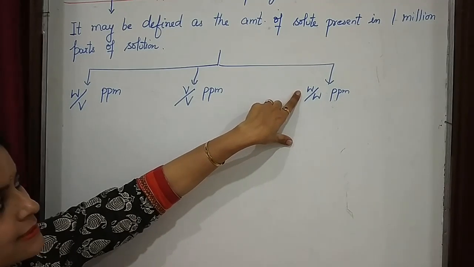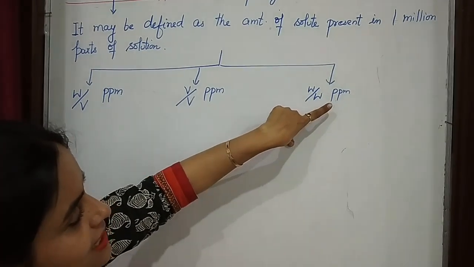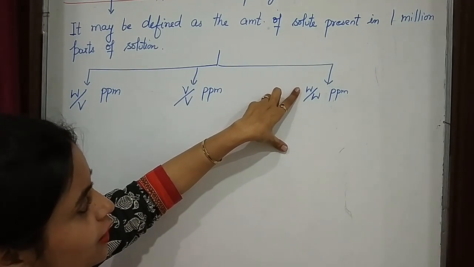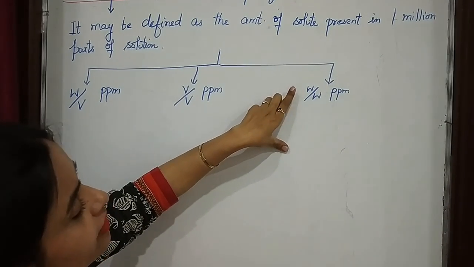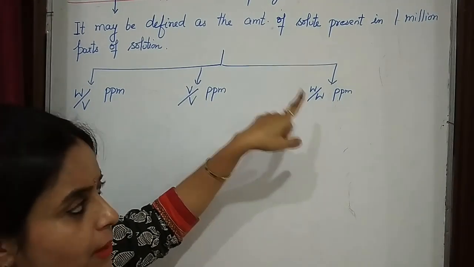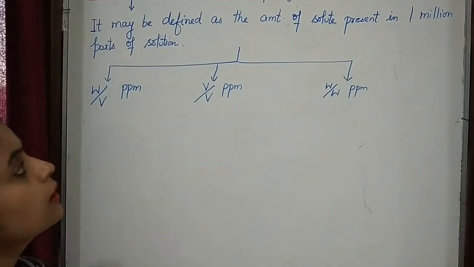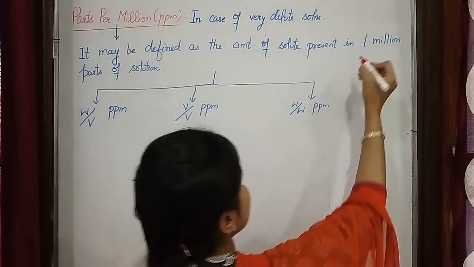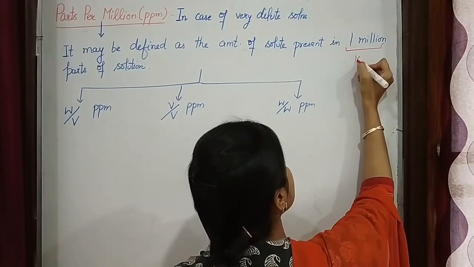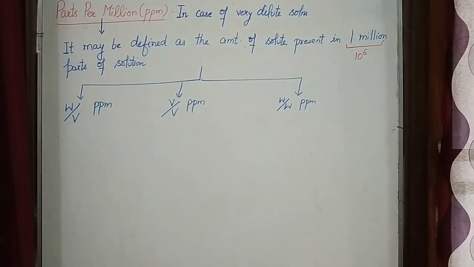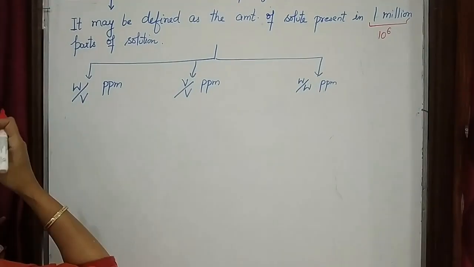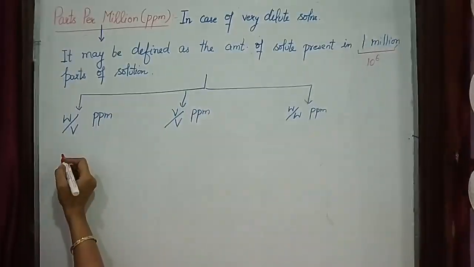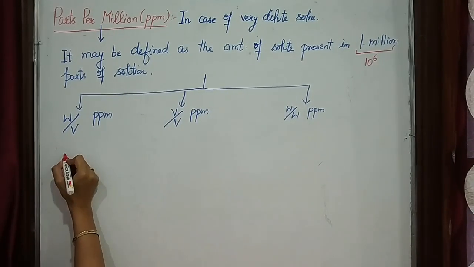And in this case, W by W, that is mass by mass ppm, it may be defined as the mass of solute present in 1 million parts by mass of solution. When we say 1 million, it means 10 raised to power 6. So it is somewhat similar to percentage.